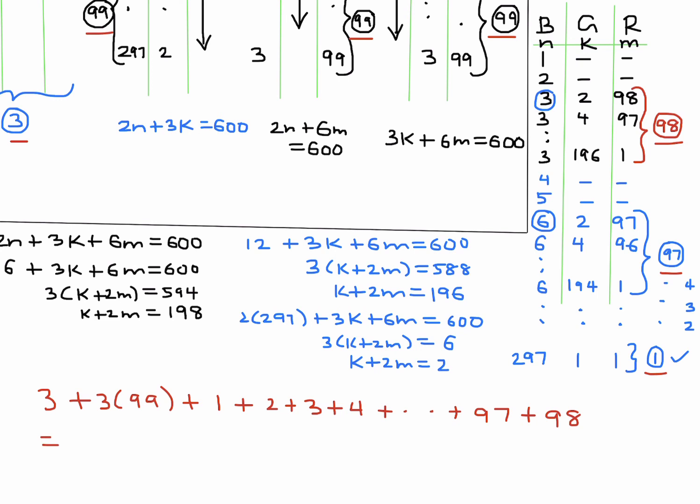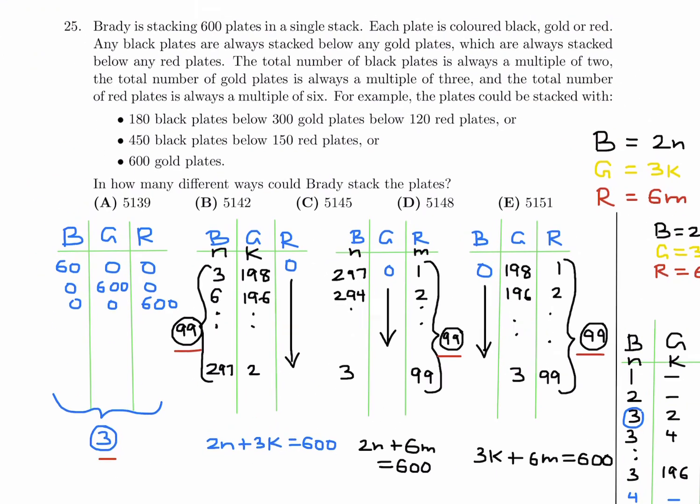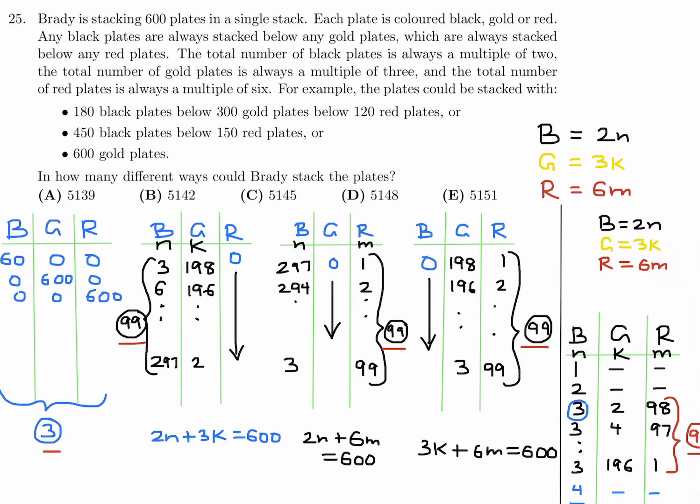Okay, so this is 3 times 99, which is 297, plus 3, and using the formula n times n plus 1 over 2 to add consecutive numbers, that can be 98 times 99 divided by 2. So that looks like 300, and then 98 times 99 divided by 2 is 4851. And when you add it to 300, it becomes 5151. And that's it. So, challenging question. The answer to number 25, 5151, that is choice E.